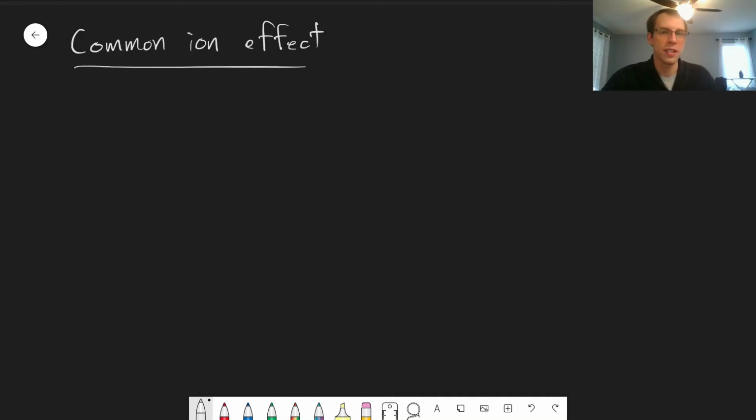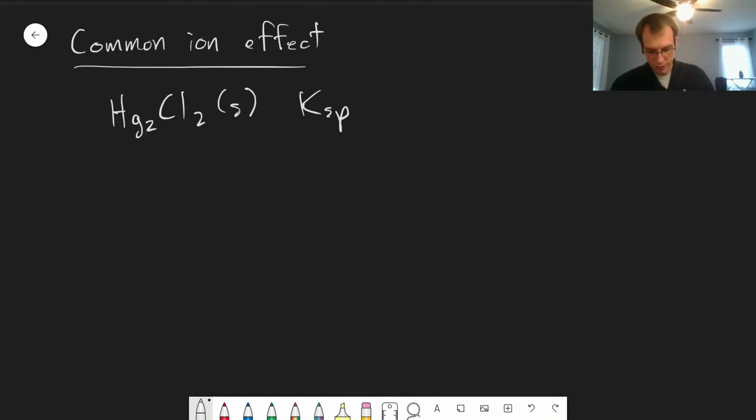We have a couple other things to talk about. One is this idea of the common ion effect. So let's imagine we're looking at a solution of our mercury chloride, for example. We'll just stick with this same salt, right? And we want to understand the equilibrium here, or KSP.